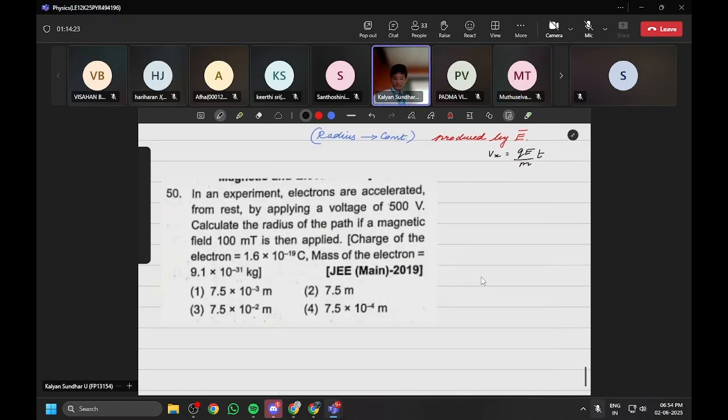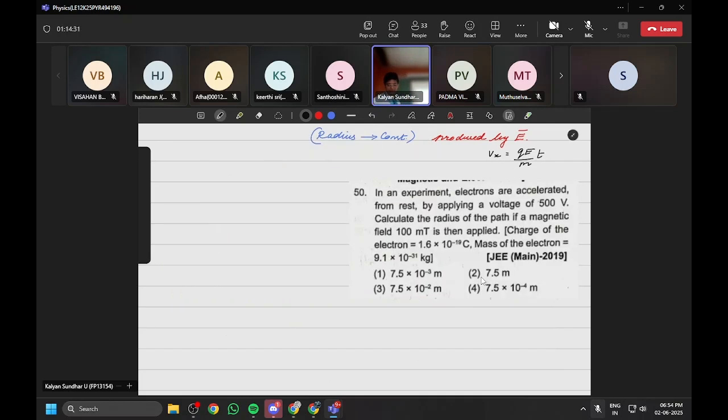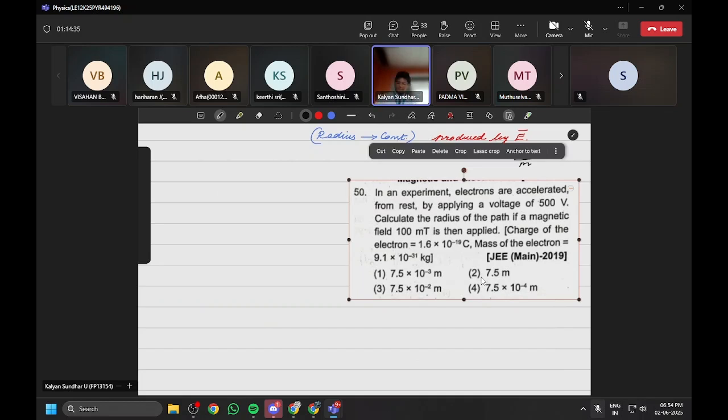Question. In an experiment, electrons are accelerated from rest by applying a voltage of 500 volt. Calculate the radius of the path if a magnetic field of 100 millitesla is then applied. Charge of an electron, mass of electron. We have to find out the radius, R value.